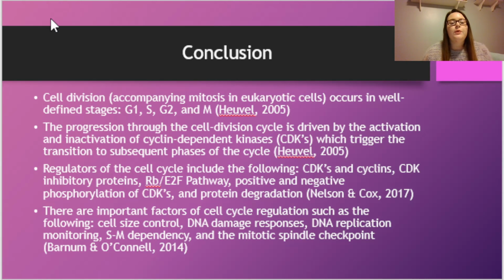Another learning goal was that there were important factors of the cell cycle regulation. The first one was cell size control. The cell has to double its contents. The DNA damage response, okay? That cell has to respond to any DNA damage that occurs within the cell, so that no diseases or cancers come about. DNA replication monitoring, in that we only want replication to happen once. S-M dependency. Okay, again, before that cell goes into mitosis, we only want the DNA to be replicated and synthesized in the S phase just once and has to be good to go, or the mitotic spindle checkpoint.